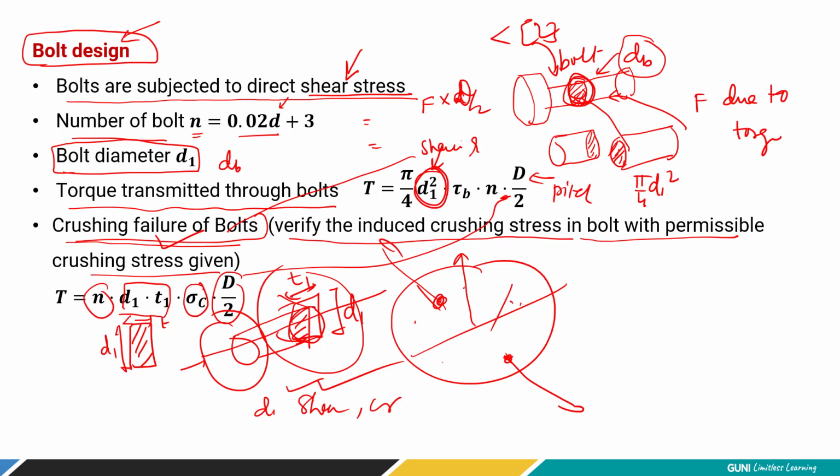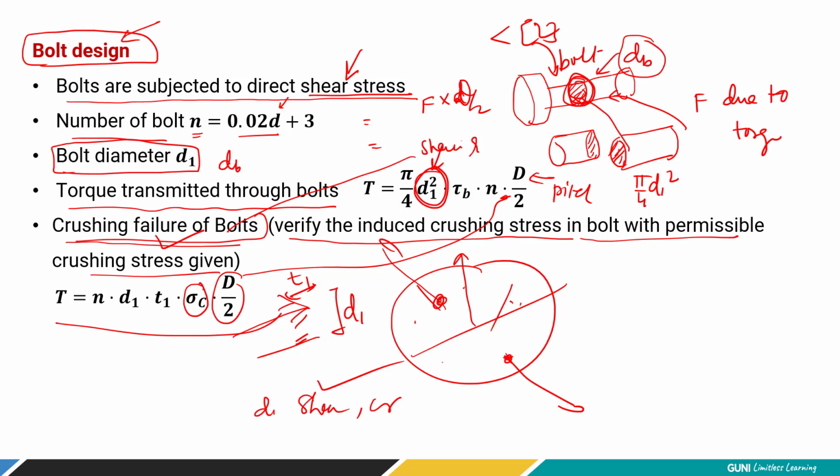So it is already safe in shear stress, but we don't know whether it is going to survive in crushing stress or not. So we have to verify the bolt diameter found out in shear stress against crushing failure. So this is the equation of crushing stress by considering the torque value. Just find out the crushing stress and compare with the given value. If it is less than that, we can say the bolt is equally safe in shear stress failure as well as compressive failure.